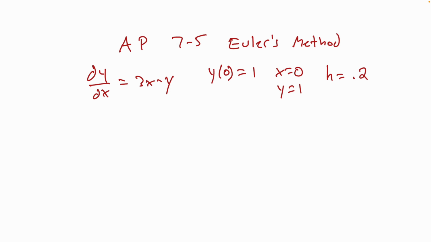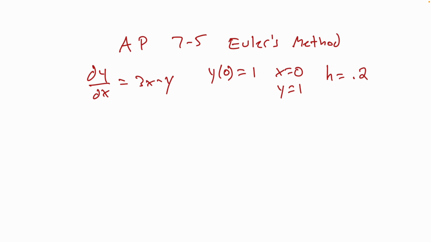Now, you might be given an actual step size on an AP exam, or you might be told to use the domain 0 to 1 with 4 equal steps. So then you would, going from x equals 0 to x equals 1, divide that by 4, and your step size would be 0.25. So this is all the information you're going to be given. And you're going to be asked a few different questions.